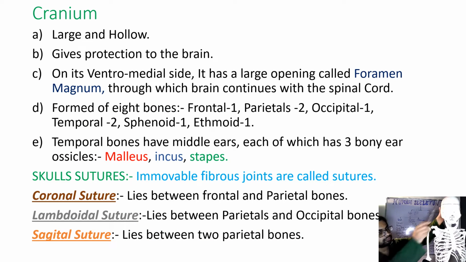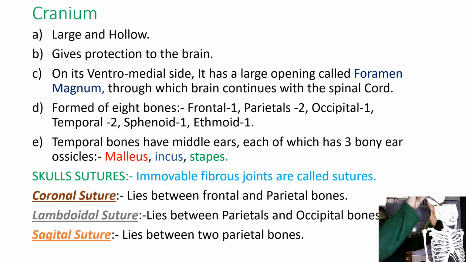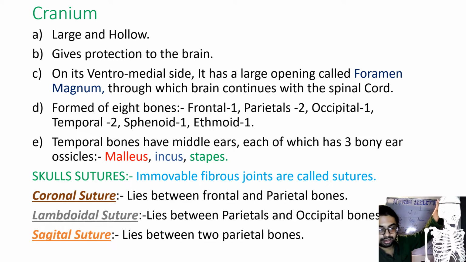Cranium. This is the cranium. It is large and hollow. It gives protection to the brain. On its ventromedial side, it has a large opening called foramen magnum, through which brain continues with the spinal cord.